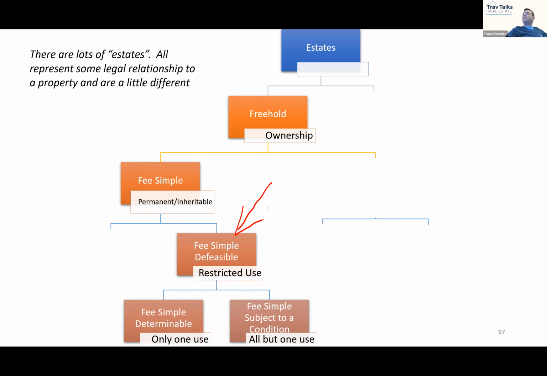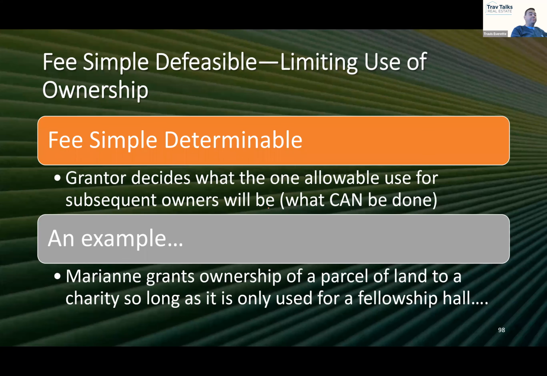Life estates are a time-based restriction. Fee simple defeasible is a use-based restriction. And it actually can be done in two different ways. And of course, they have two different names to them. Fee simple determinable is a type of fee simple defeasible.